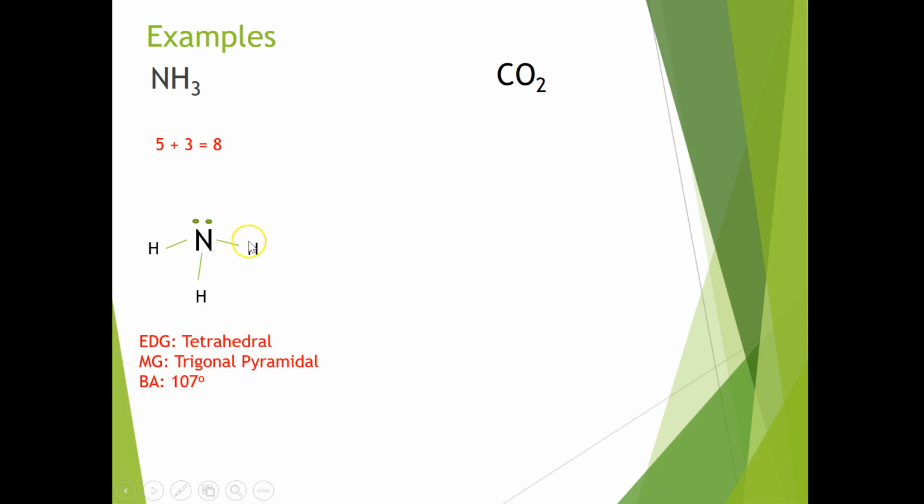So for this molecule, we see there's 4 electron domains. So the domain geometry will be tetrahedral. But because one of them is a lone pair, the molecular geometry is trigonal pyramidal, and the bond angle, slightly less than 109.5, is 107 degrees.